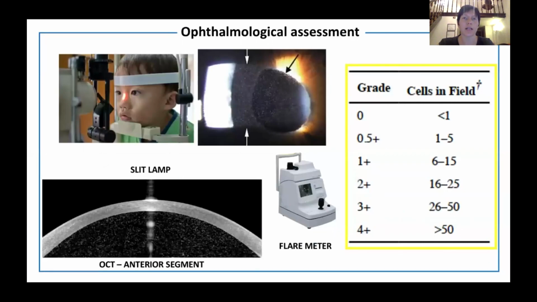JIA-associated uveitis is diagnosed via slit lamp examination, grading anterior chamber inflammation using the SUN scale. Laser flare photometry quantifies flare, but is not widely used, while anterior segment OCT is promising for detecting cells and acceptable for children. However, the key remains the evaluation by an ophthalmologist specialized in uveitis.